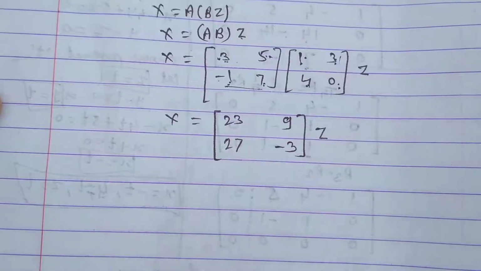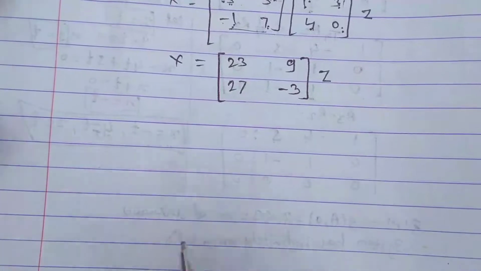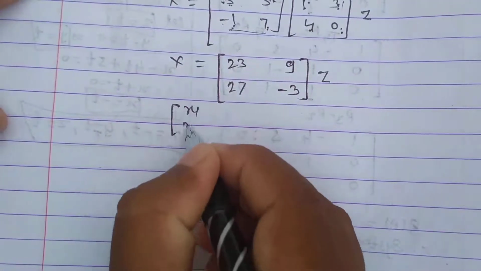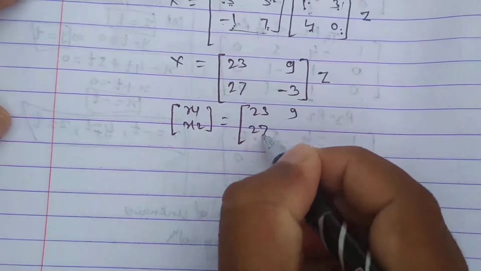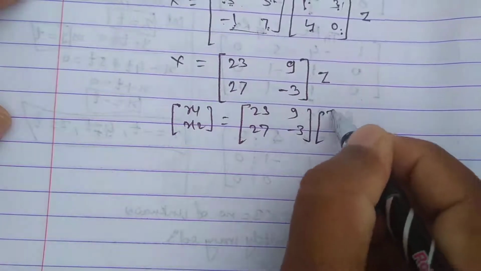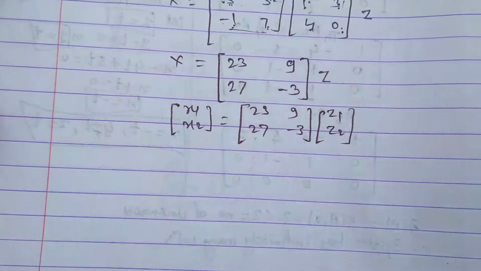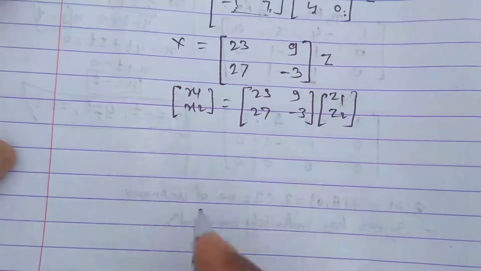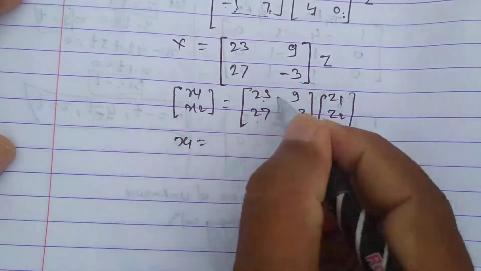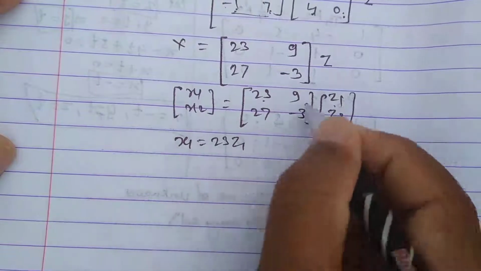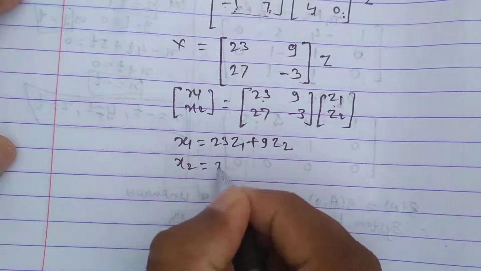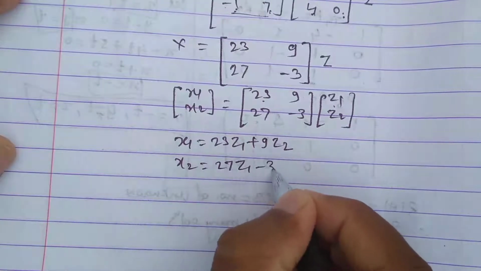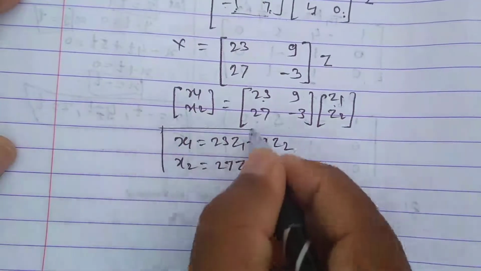So we will get this transformation. That means the values of x1, x2 matrix is 23, 9, 27, minus 3, and Z is z1, z2. From this we can rewrite the equations. X1 is equal to 23 z1 plus 9 z2, and x2 is equal to 27 z1 minus 3 z2. This is our final answer.